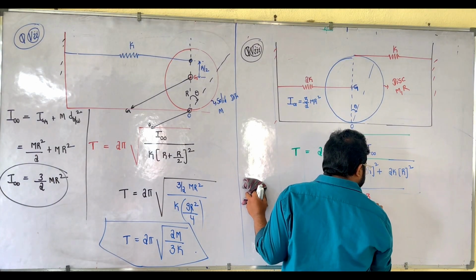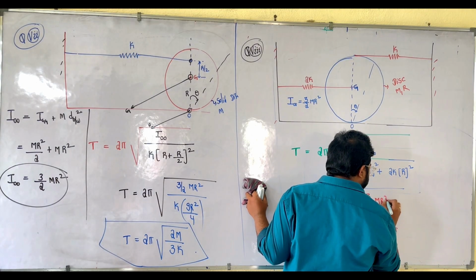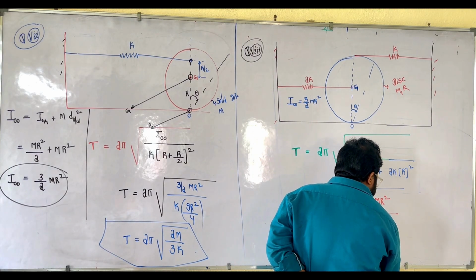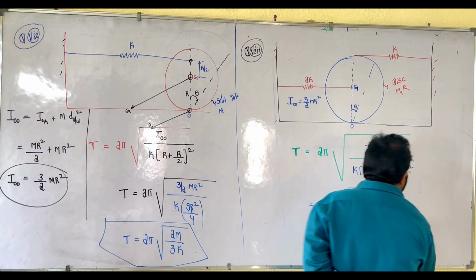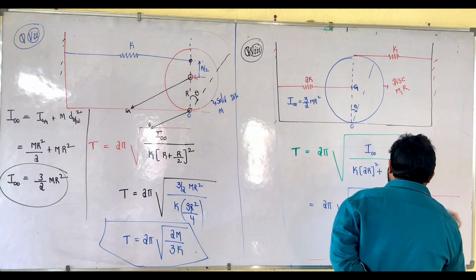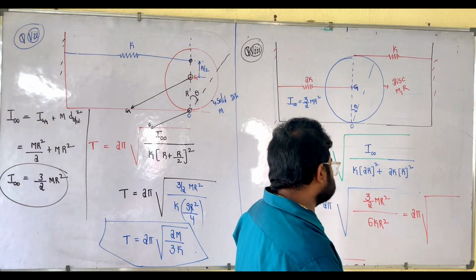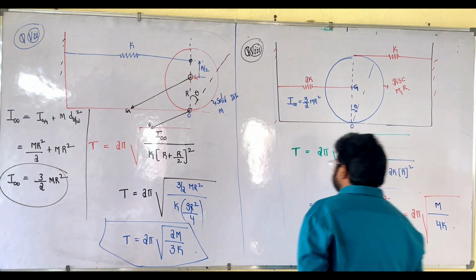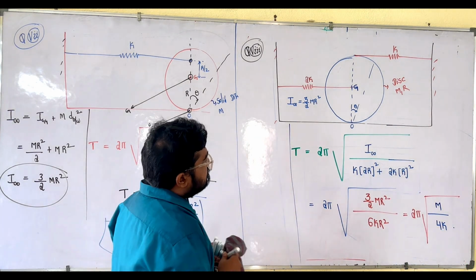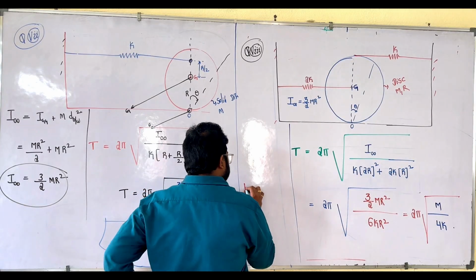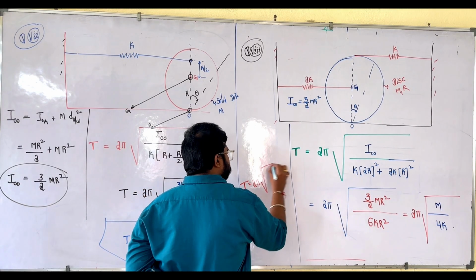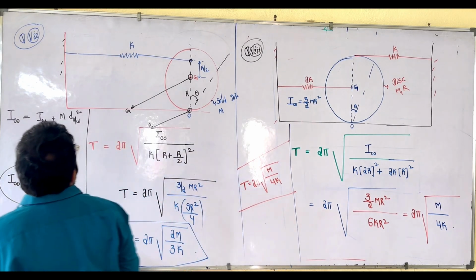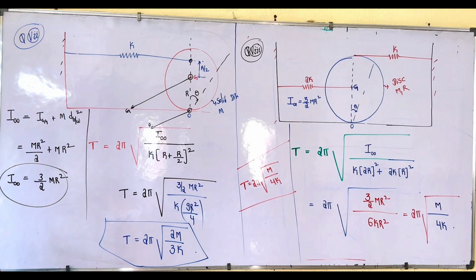So now tell me, 2 pi square root of 3 by 2 mr square by denominator, 4 plus 2, 6k r square. R square gets cancelled out. 2 pi square root of how much is obtained? 3 by 2 m by 6k. What is the time period of oscillation finally? Square root of m by 4k. T equal to 2 pi square root of m by 4k. This part completed.